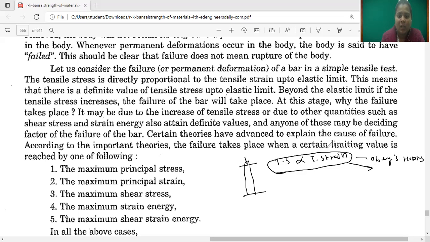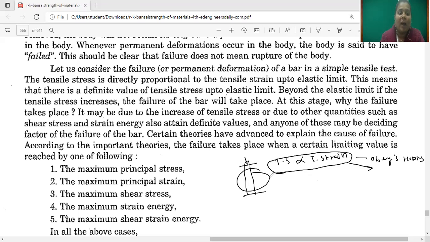Suppose beyond this elastic limit, the stress increases. That means our elastic limit region is over and our tensile stress is increased. At that time, this bar may fail.